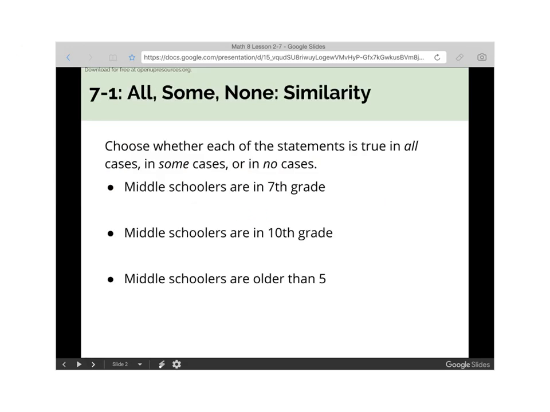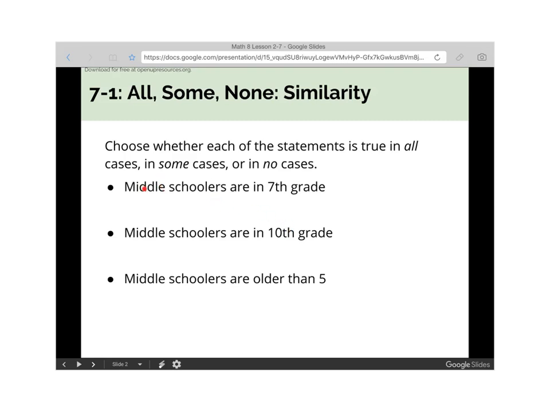For your first activity, 7-1, All, Some, None similarity, we're going to choose whether each of the statements is true in all cases, in some cases, or in no cases. Now you won't see these examples in your book. These are just to help you get an idea of what we're doing.